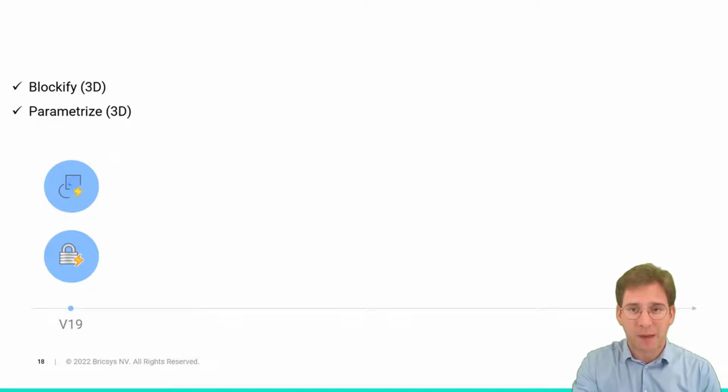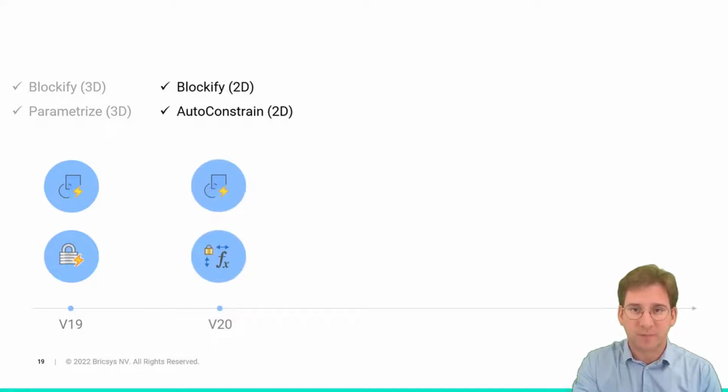At the same time, the parameterize command was released, fully automatically creating the relevant 3D parameters and constraints for your 3D designs. 1 year later, with BricsCAD V20, we extended both the Blockify and the parameterize concepts to 2D. And here, users could specify a selection set of 2D entities. Blockify will automatically start looking in the search space to find the repetition of this 2D input set. And the auto-constraint command, which is similar to parameterize in 3D, would automatically create 2D parameters and constraints to enforce the relationships between the 2D objects.